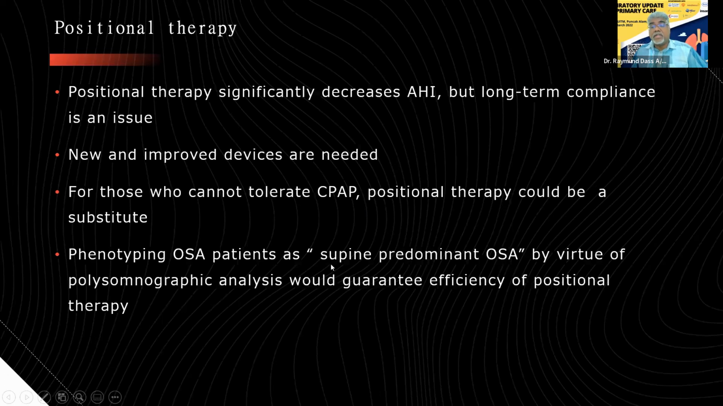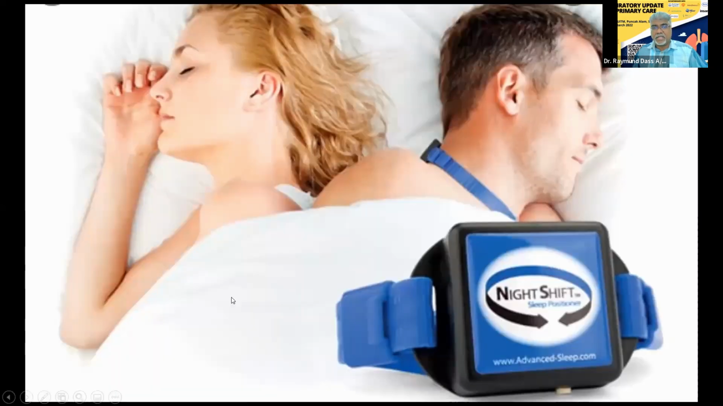So how do we know it's a supine predominant OSA? This is by virtue of polysomnography. In polysomnography, you will look at the position of the patient when the worst obstruction takes place. By looking at the polysomnography, you'll be able to identify which phenotype of patients will be successful with positional therapy.